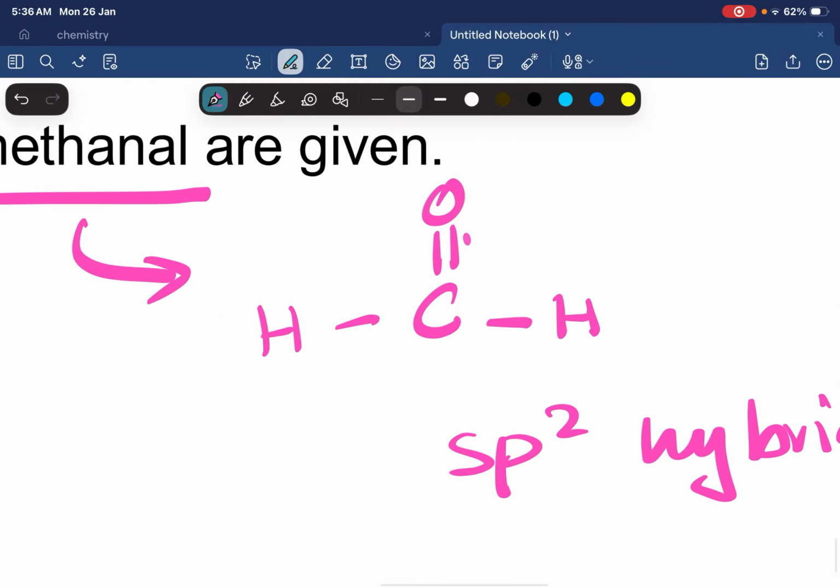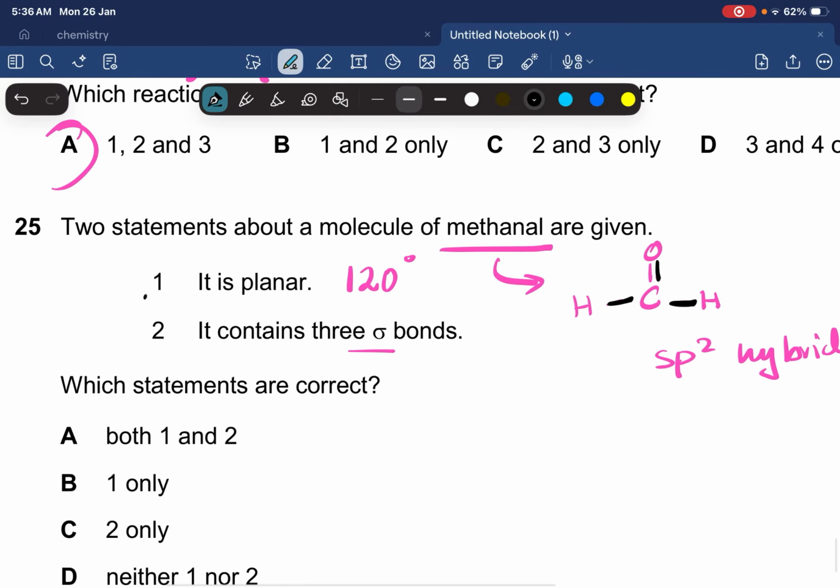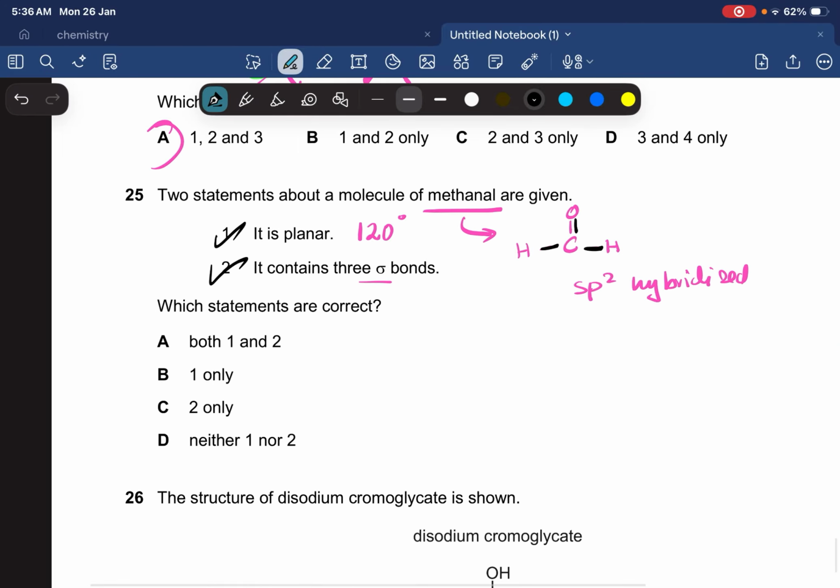Let's see, this is a sigma bond, this one's a sigma, this one's a sigma. So we have 3 sigma bonds. Which statements are correct? Both 1 and 2 are correct. As you can see for yourself, it's sp2 hybridized and it has 3 sigma bonds.